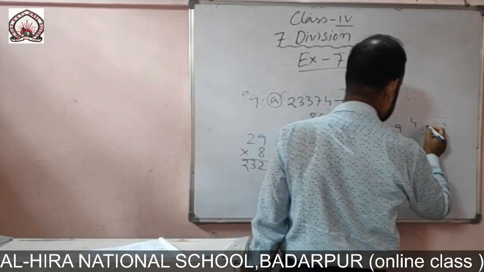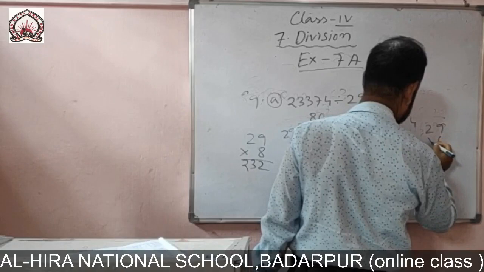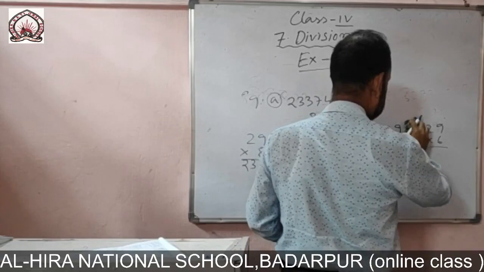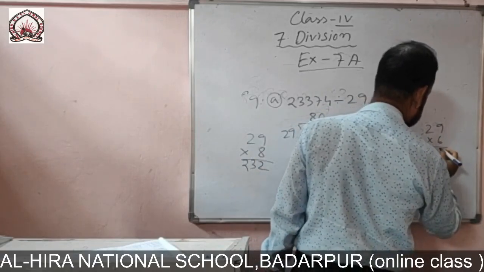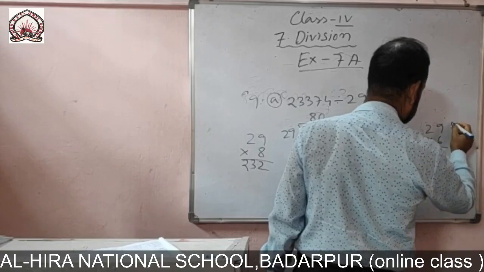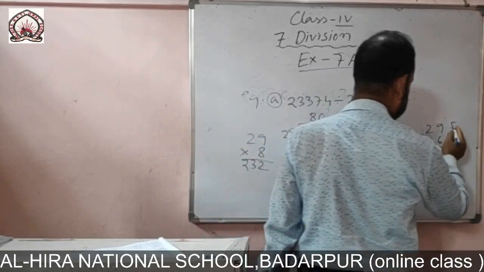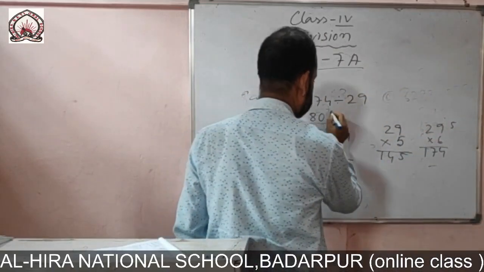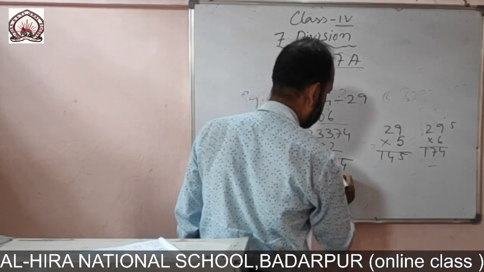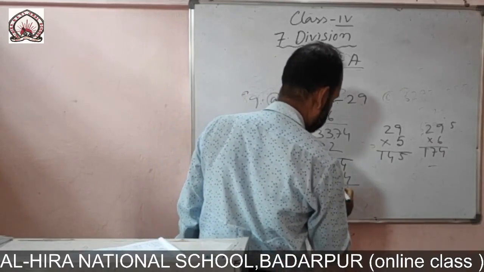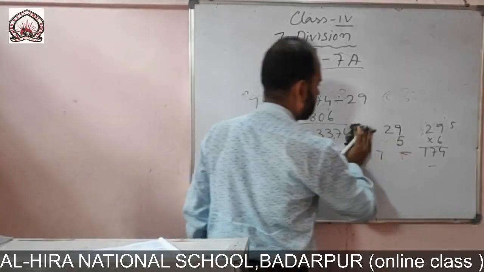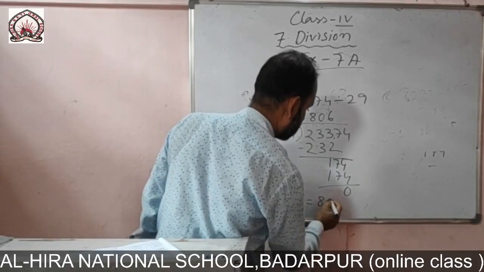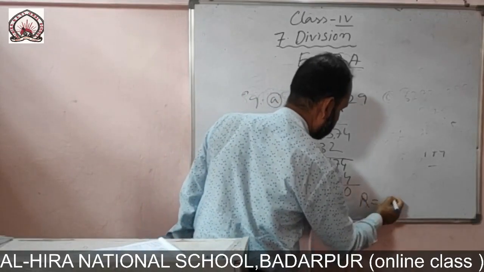145. Let's try 6. 6 times 9 is 54, 4, 5 in my hand. 6 times 2 is 12, 17. Yes, it is 6 times. Then it is 174. So there is also no remainder. So here Q is equal to 806 and remainder 0.